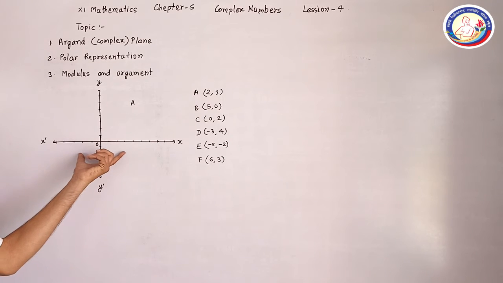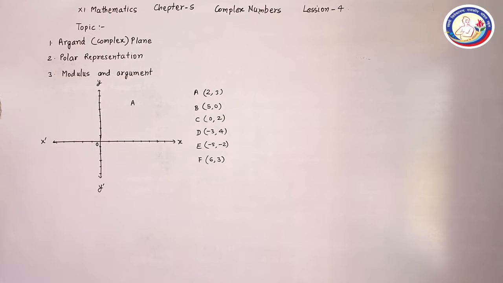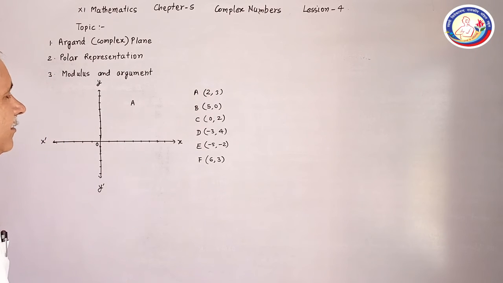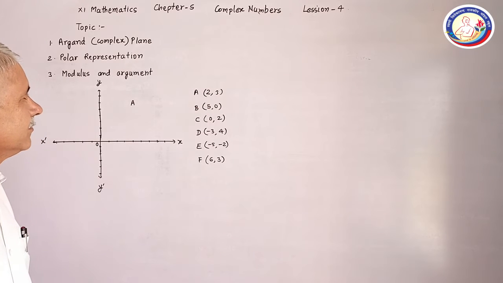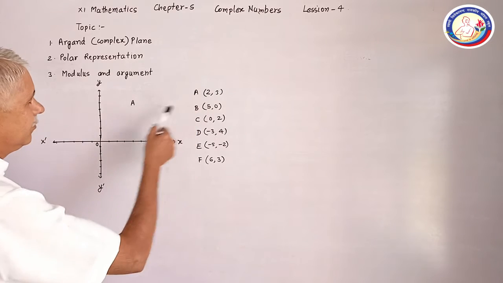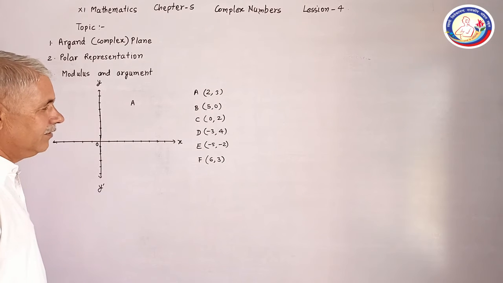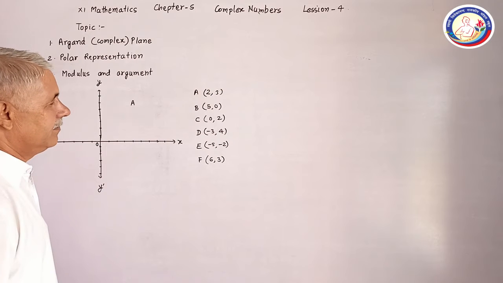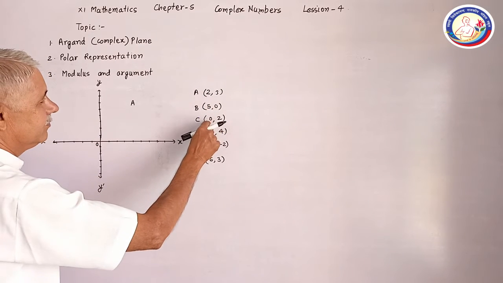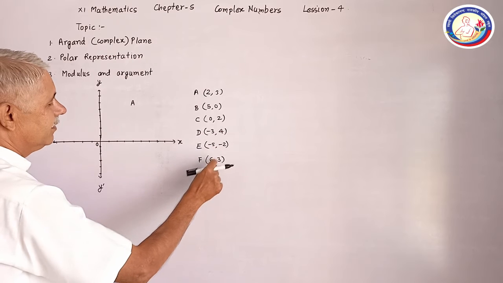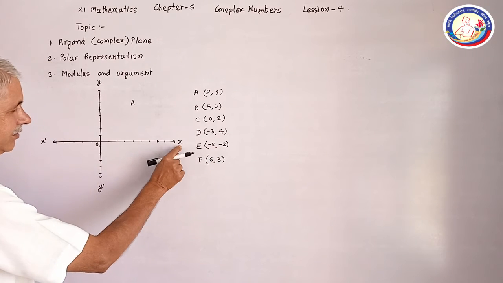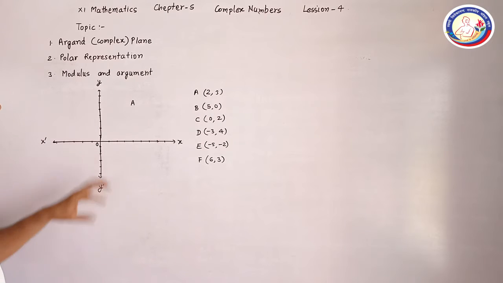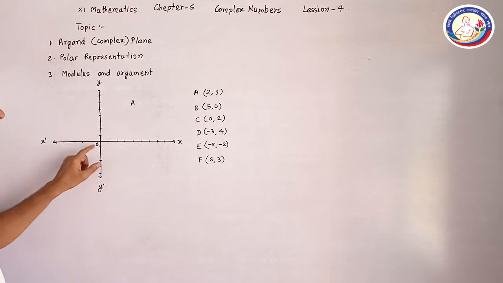This is an xy plane. We can point out, we can draw points when we are given the points in the form of ordered pairs. Say 2 and 3, 5 and 0, 0 and 2, minus 3 and 4, minus 5 and minus 2, 6 and 3. This is x-axis, x prime. This side denotes negative axis, y and y prime. Now this is our origin.